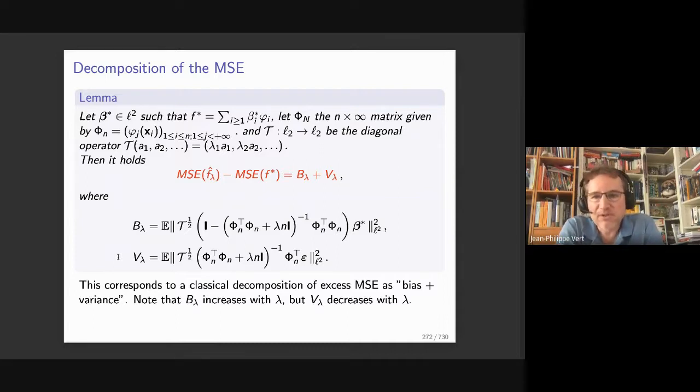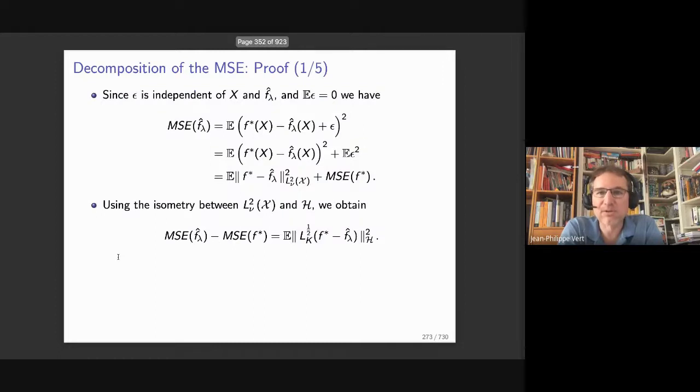Okay, so let's start by trying to explain a bit where these equations come from. And again, as said, it's a bit technical, but I will just highlight the important point here, which is to use this isometry between L2 and H. So where does it come from?